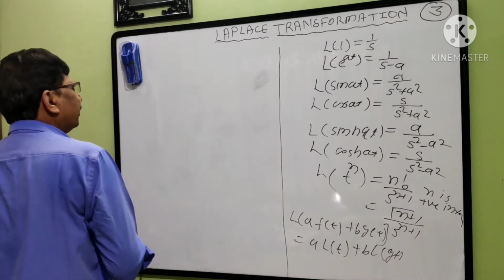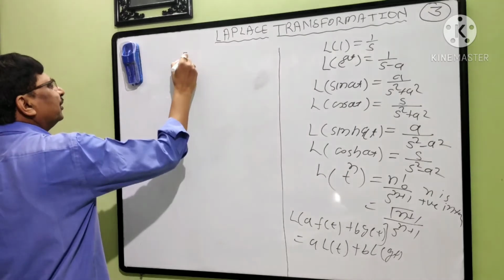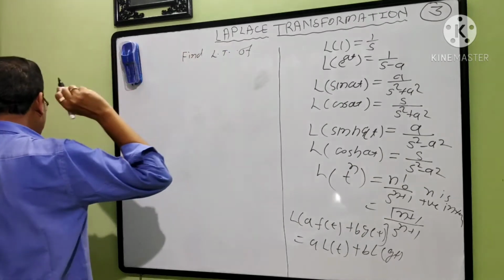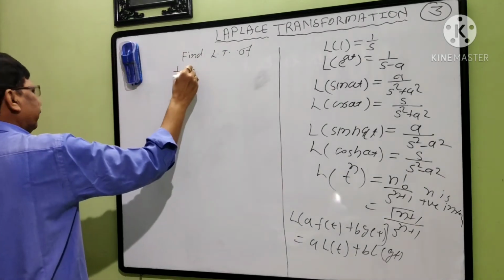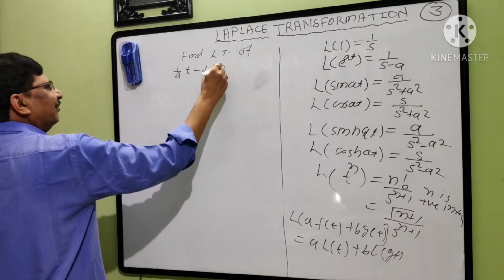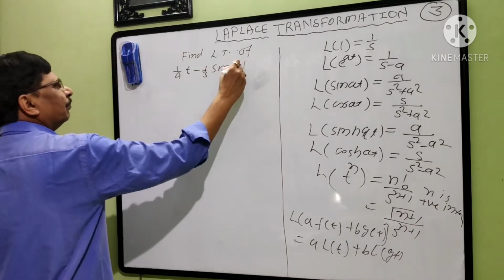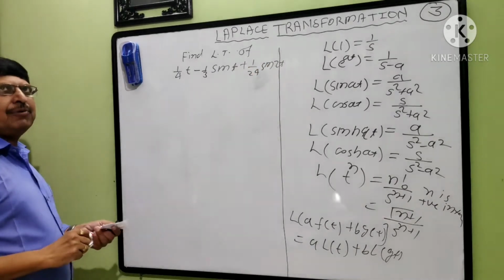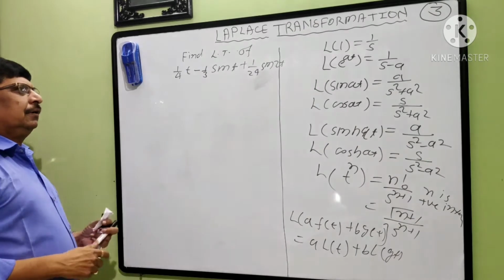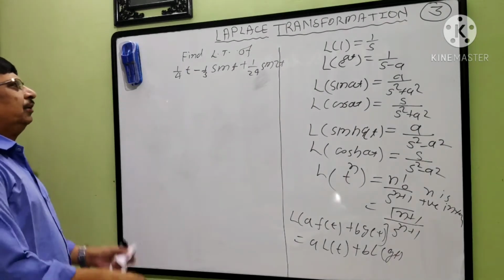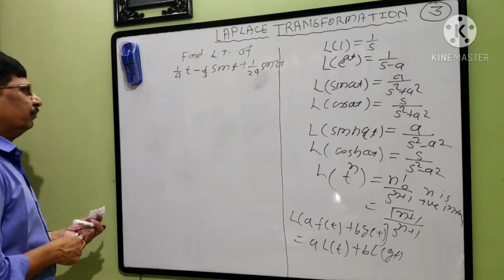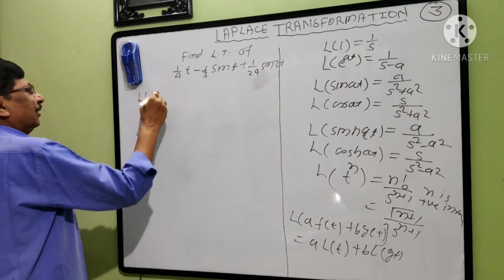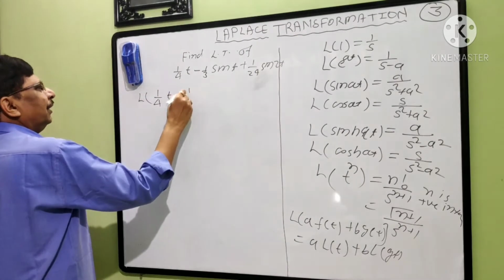The question is: find the Laplace transformation of the following functions. 1 by 4 t minus 1 by 3 sin t plus 1 by 24 sin 2t. Now find the Laplace transformation of this. I am going to write it here. Very simple formulas are there, you have to write only. Nothing else you have to do, only use the formula.